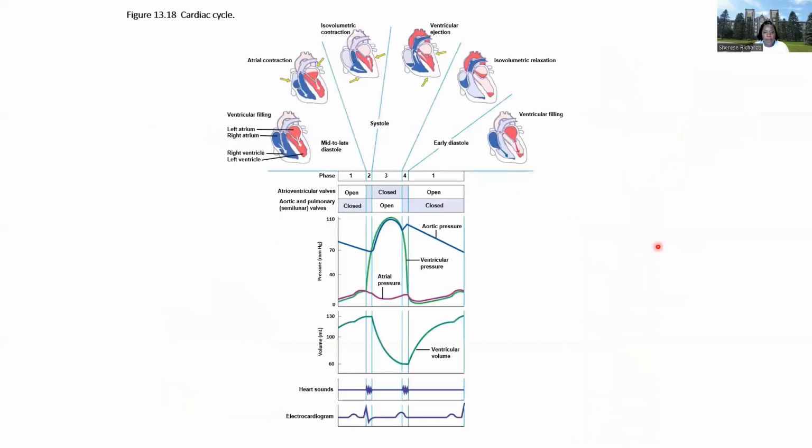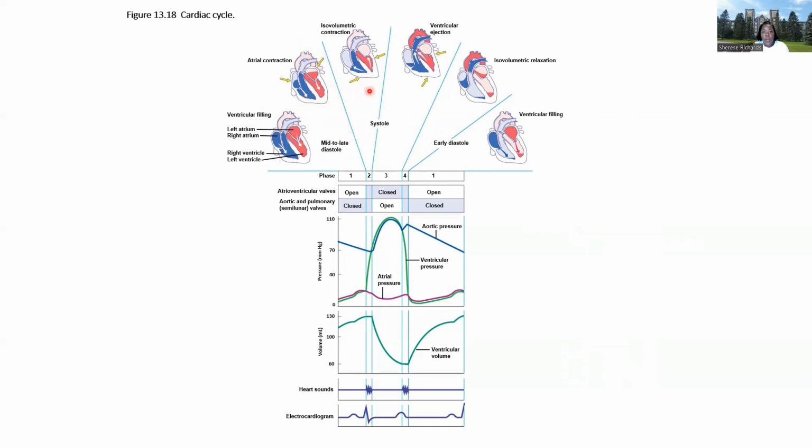Okay, so here's just a comprehensive overview. We start in phase 1, which is mid to late diastole. This is where the ventricles are filling. The AV valves are open. Towards the end of that, we have a slight bit of atrial contraction.